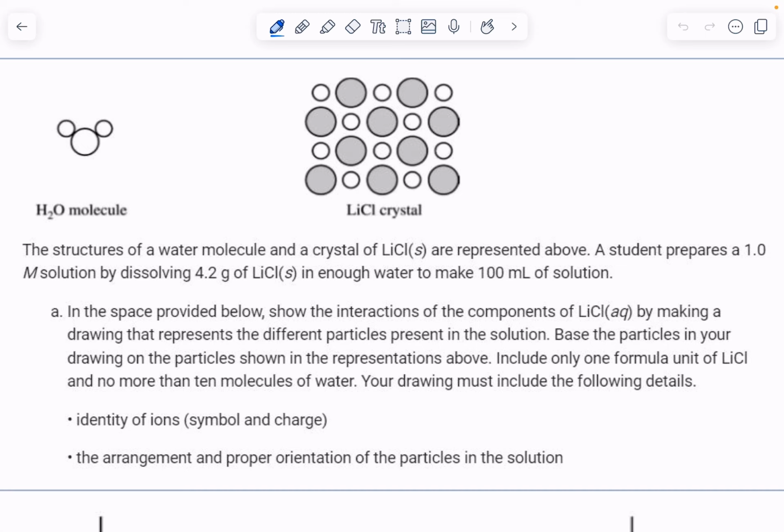So first things first, I want to identify each component. So here's our water molecule that's given to us. That's very easy. But right here we have LiCl, and I have to determine which one is the lithium and which one's the chlorine. Well, based on size alone, we should be able to identify that. Lithium only has 2 energy levels, whereas chlorine is going to have 3 energy levels. So chlorine is going to be the larger atom between the two of them. So let's make these ones the chlorines, Cl minus, and the small ones lithium plus.